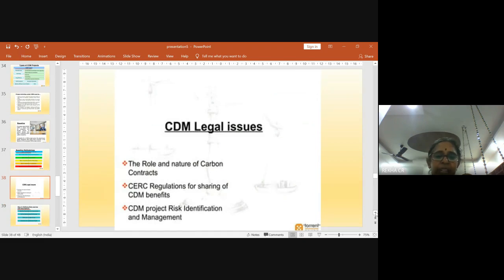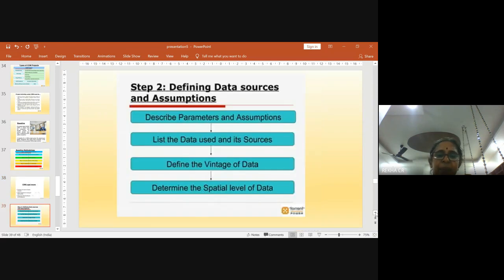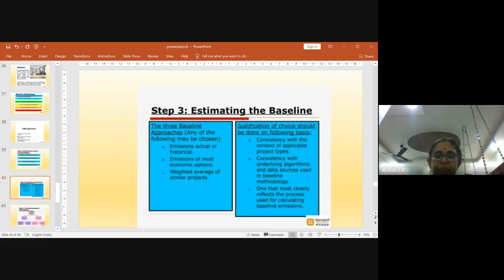The legal issues of CDM are the role and nature of carbon contracts, CERC regulations for sharing the CDM benefits, and CDM project risk identification and management. The second step is defining the data sources and assumptions: to describe the parameters and assumptions, to list out the data used and its sources, and to determine the spatial level of data, and estimating the baseline.